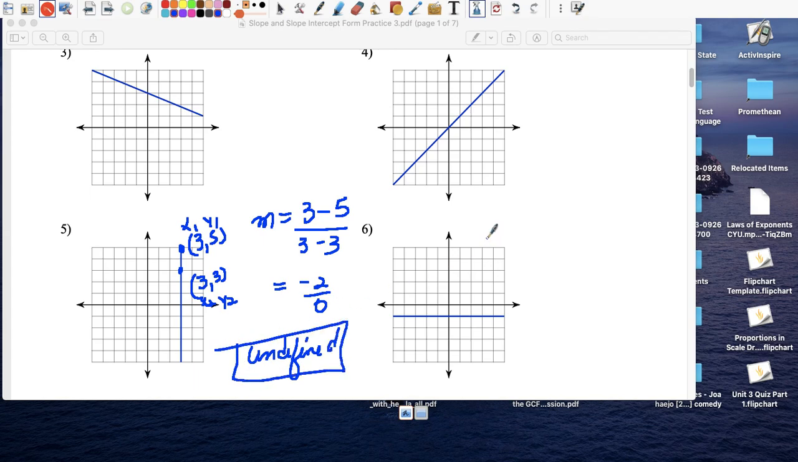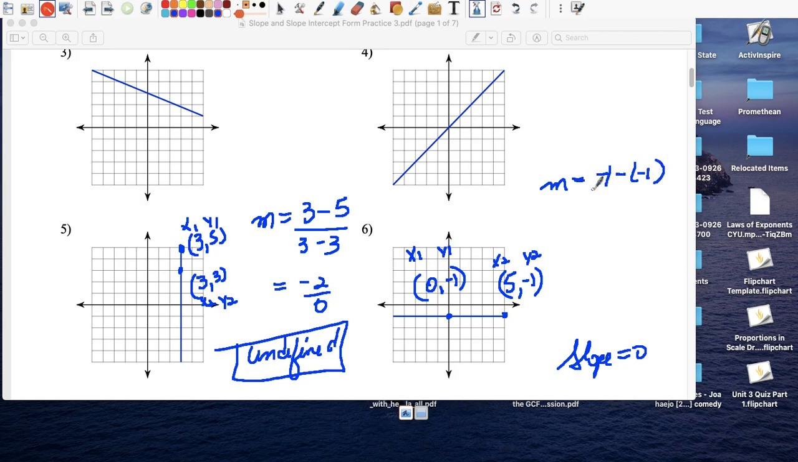Okay. This one here, the slope is equal to 0. Let's make sure. Let's pick 2 points, this one and this one. This one is 0, -1. This one is 5, -1. So slope is, let's make this the x1, y1. Let's make this x2, y2. So slope is -1 minus -1 over 5 minus 0. On top, -1 minus -1 is -1 plus 1, so that's 0. And 5 minus 0 is just 5. So 0 divided by 5 is 0. So that's it.